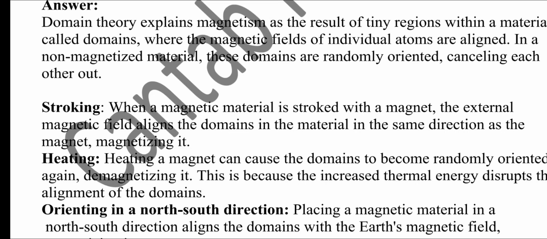So the answer is, domain theory explains magnetism as the result of tiny regions within a material called domains, where the magnetic fields of individual atoms are aligned. In a non-magnetized material, these domains are randomly oriented, cancelling each other out. Stroking. When a magnetic material is stroked with a magnet, the external magnetic field aligns the domains in the material in the same direction as the magnet, magnetizing it.